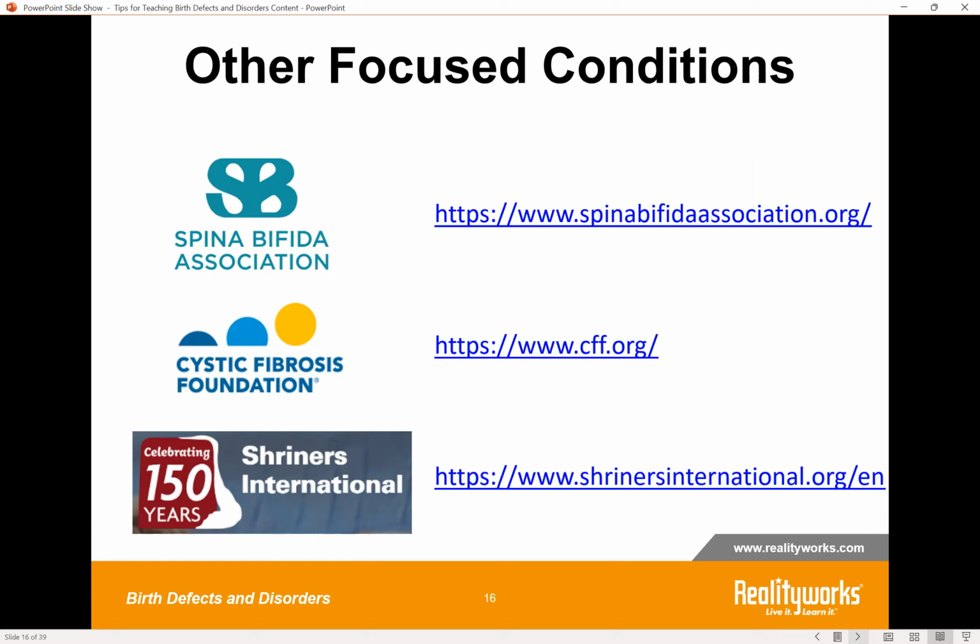And then the third one is Shriners International, and this is an organization where you can find data and research on many children's health issues, and they have been around since 1922. They've got their own Shriners Children division, but it's now the largest pediatric subspecialty healthcare system in the world.